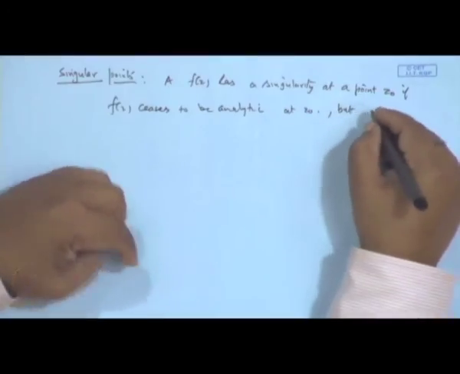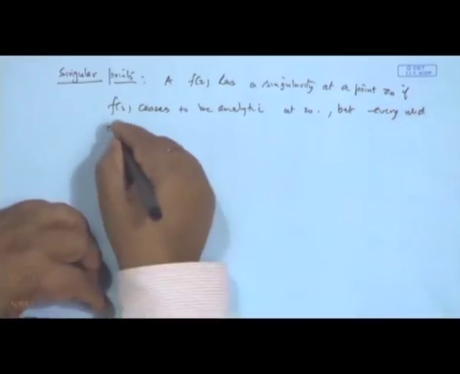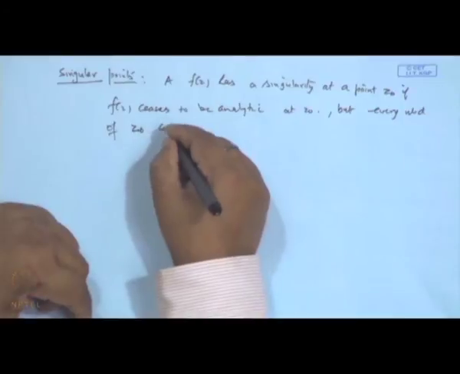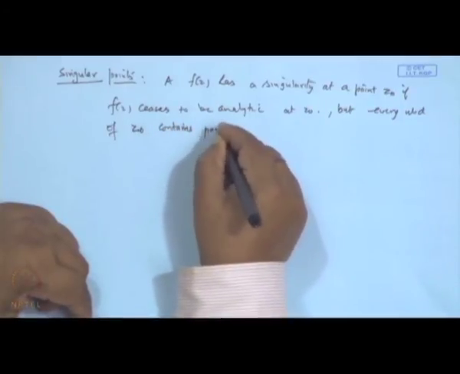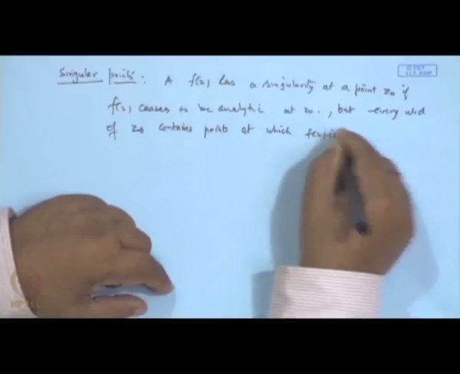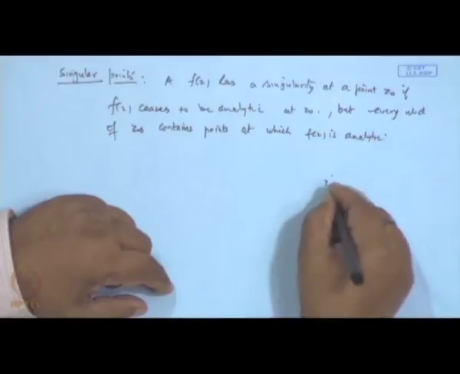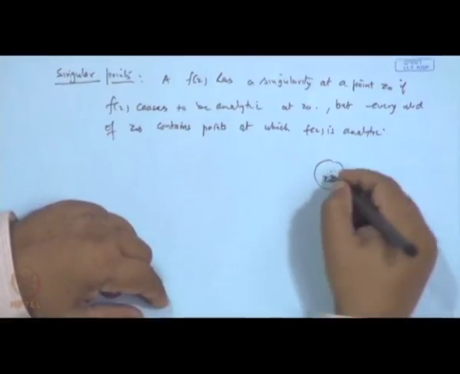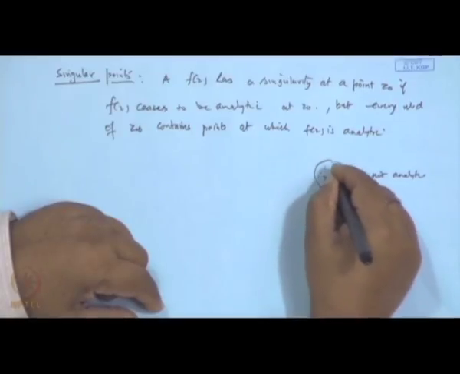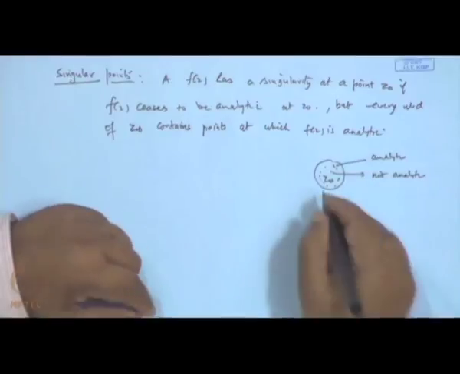And so, z naught is a singular point if f ceases to be analytic at z naught, but every neighborhood of z naught contains points at which f is analytic. So, z naught is a point. If I take any neighborhood of the point z naught, then the function is not analytic at z naught, but it contains points where the function is analytic. Then we say z naught is a singular point.